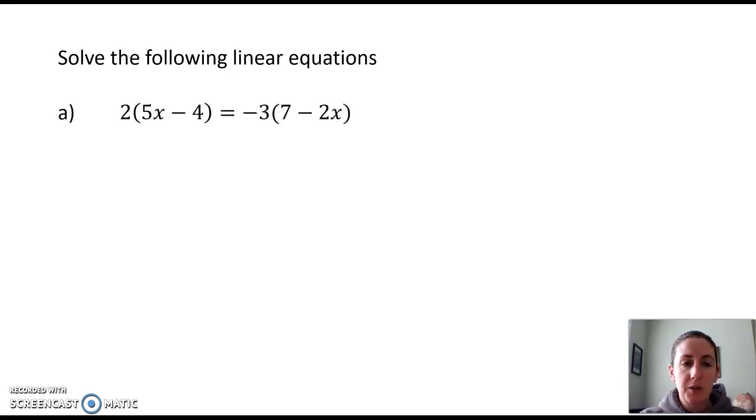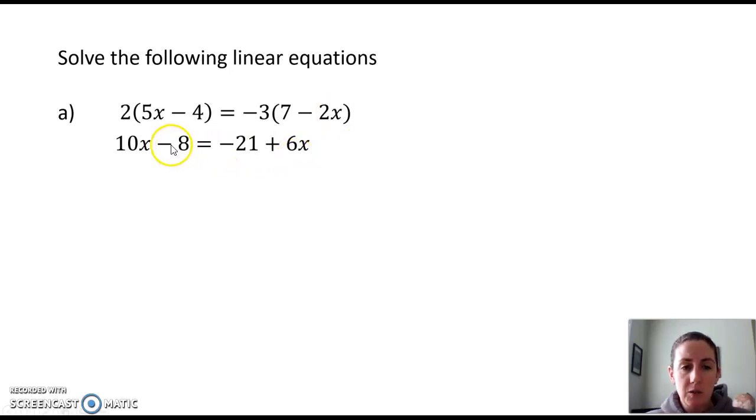For this first example, 2 times (5x minus 4) equals negative 3 times (7 minus 2x). What we want to do is isolate the variable. We want to solve for x. The first thing we'll need to do is distribute the 2 and distribute the negative 3. When we do that, we have 10x minus 8 equals negative 21 plus 6x.